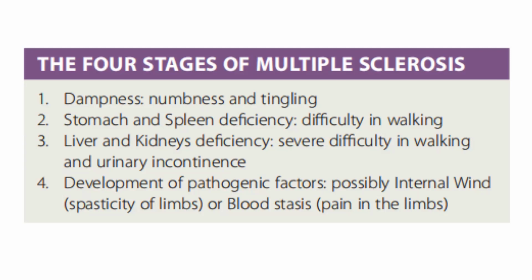The third stage is liver and kidneys deficiency, where there is severe difficulty in walking and urinary incontinence. And the fourth stage, the development of pathogenic factors, which is possibly internal wind with spasticity of the limbs or blood stasis with pain in the limbs.